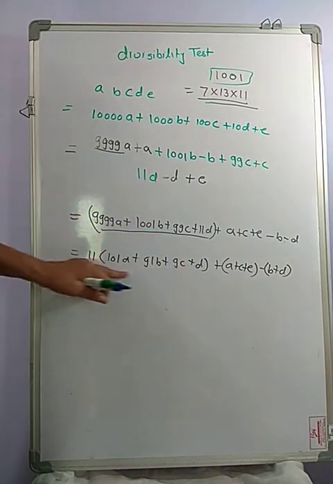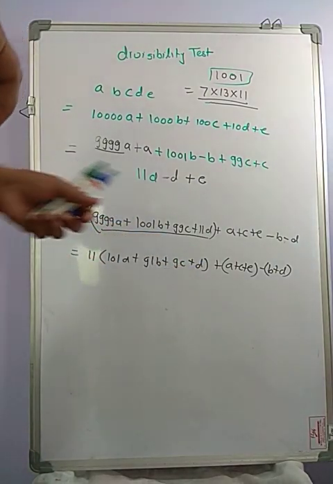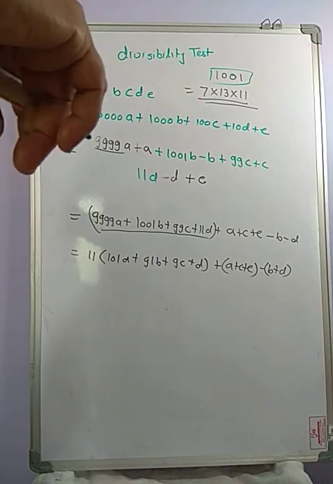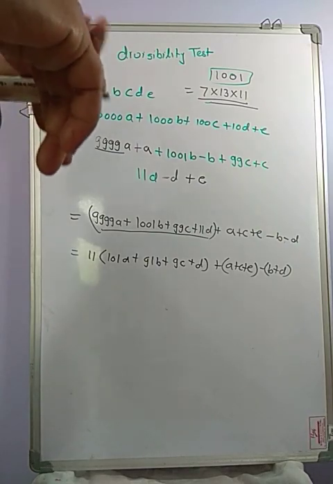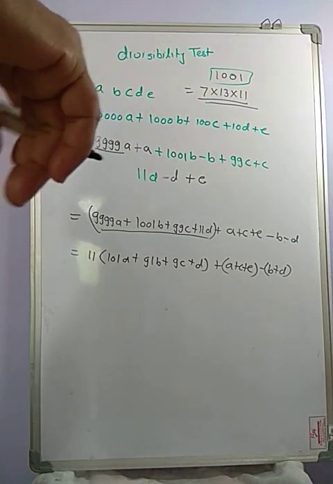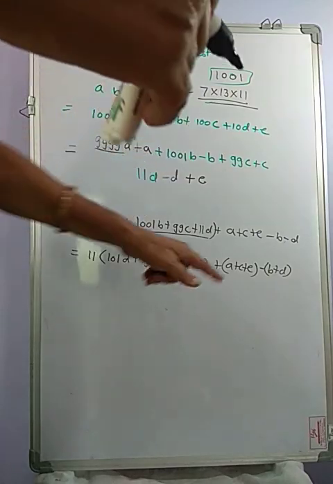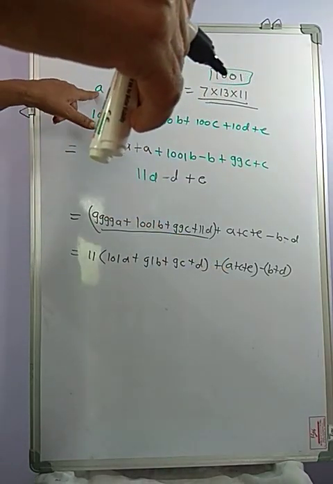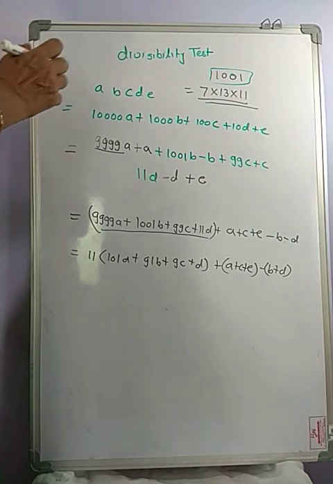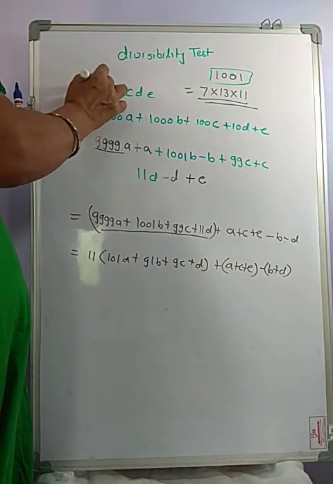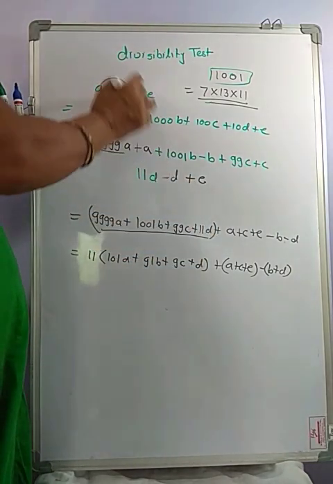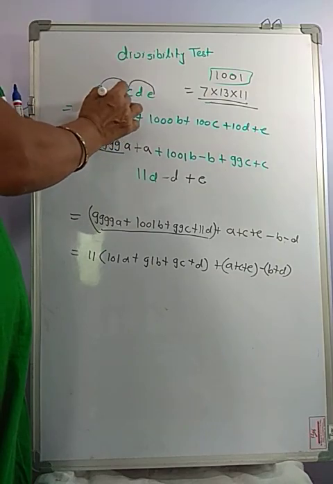Now this factor is completely divisible by 11. So the remaining part should be divisible by 11 so that the whole number ABCDE will be divisible by 11. What is A? A is the digit at the 10,000 place. What is C? The digit at the hundreds place. What is E? The digit at the units place. And what are B and D?